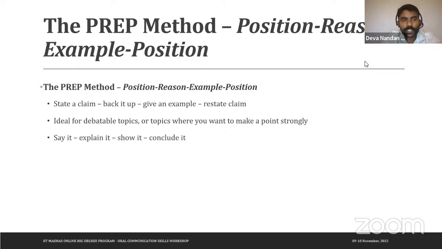Another way of looking at it is that you state your position, and you explain it. You say why you're holding that particular position, and then you show why. Just saying the reason or the explanation is sometimes not enough. It's always better to show it, to say why you're saying something, and then give an example or something of that sort. Then you can conclude by restating your claim and your position. That makes it stronger.